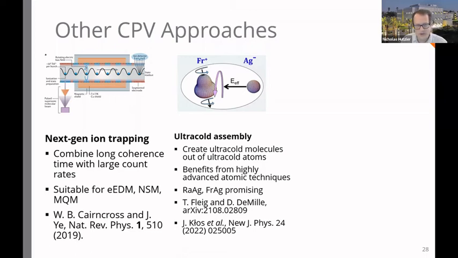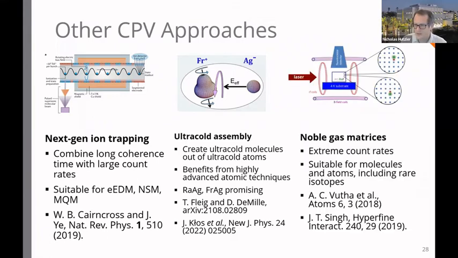Assembling ultracold molecules, including heavy deformed nuclei like francium or radium, with, it turns out, silver a good partner, although this is all theory so far. And trapping species in noble gas matrices, so freezing molecules or atoms in something like argon ice, which could give extremely high densities and count rates and surprisingly high coherence times. And so this would be potentially suitable for a pretty wide range of species, including rare isotopes. This might be an easier way to work with very short-lived isotopes.